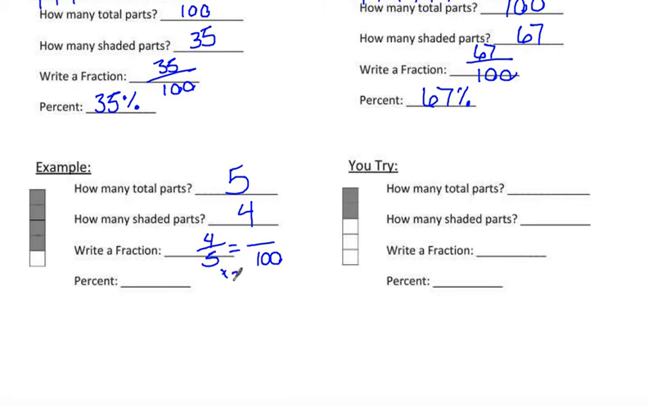Well, I multiply 20 by 5 to get to 100. But whatever I multiply on the bottom, I also have to multiply by on the top. 4 times 20 gives me 80, which is equivalent. It's the same thing because I did the same thing in the numerator as I did in the denominator, just like simplifying. And I get 80 out of 100, so automatically the percent is 80%. You try the next one.